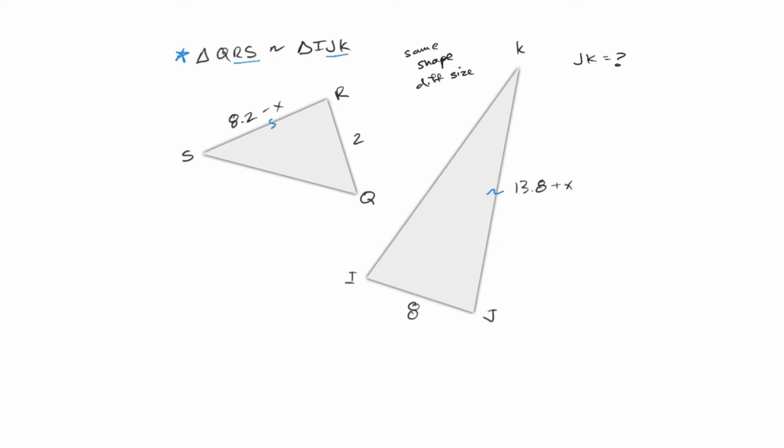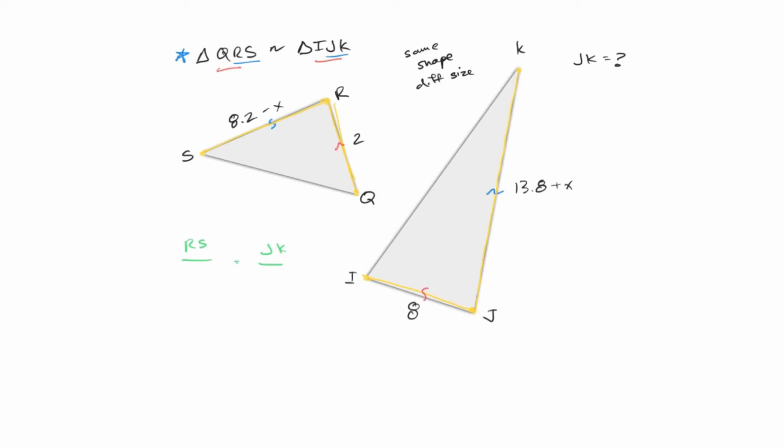So we could already start to set up our ratio. RS is equal to JK. Notice I put them both on the top. And now, mind you, we're using the sides that are given to us. We're focusing on SR, RQ, and JK and IJ, because those are the sides they give us. And then the next piece we're looking at is QR, which is a match to IJ.